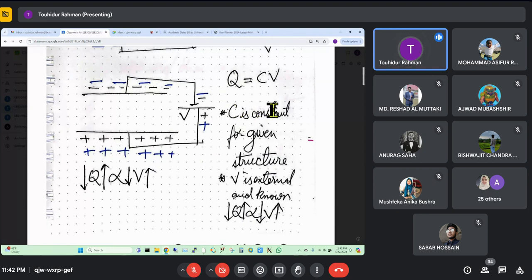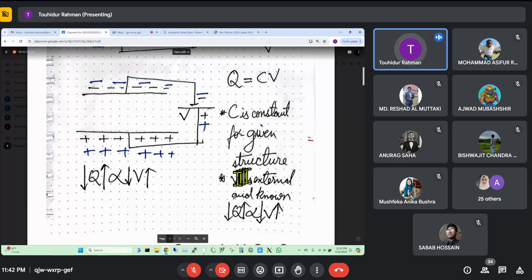We already discussed that C is constant for a given structure and V is the external voltage and it is also known. So this is the fundamental property of a parallel plate capacitor.